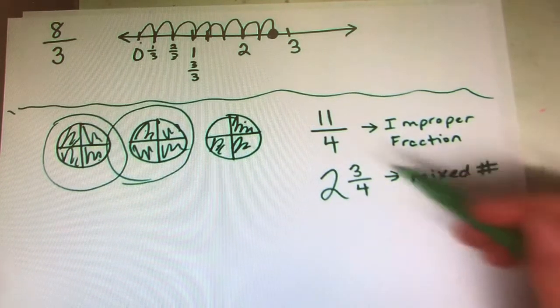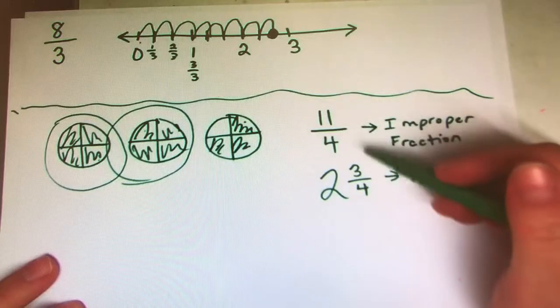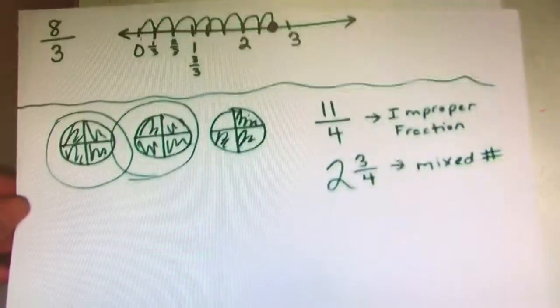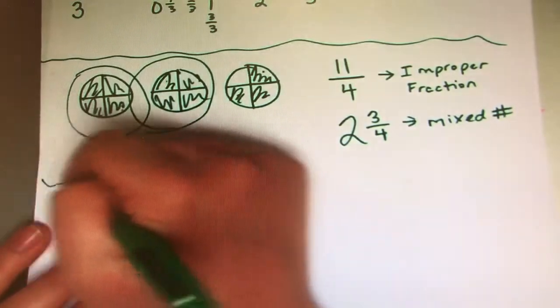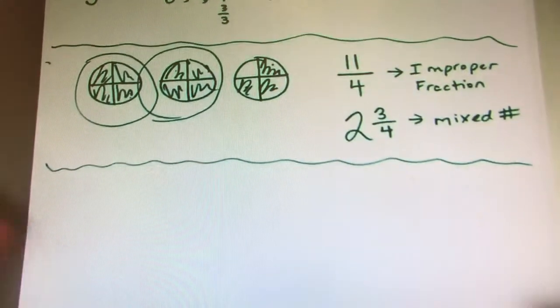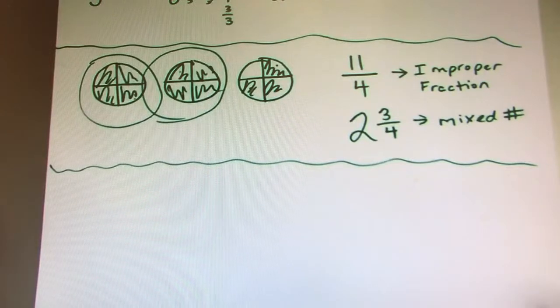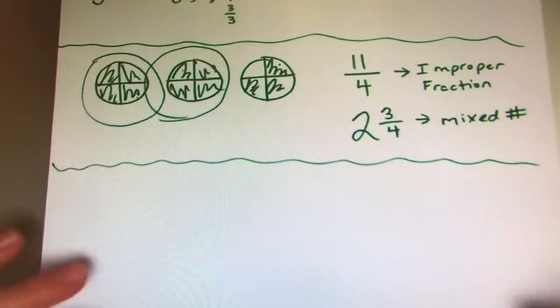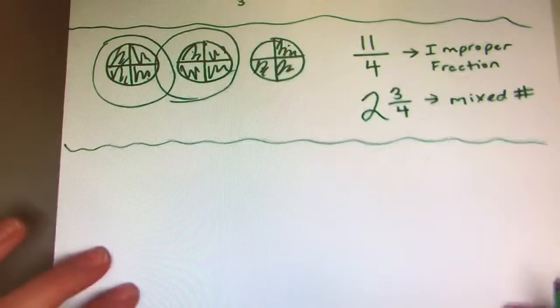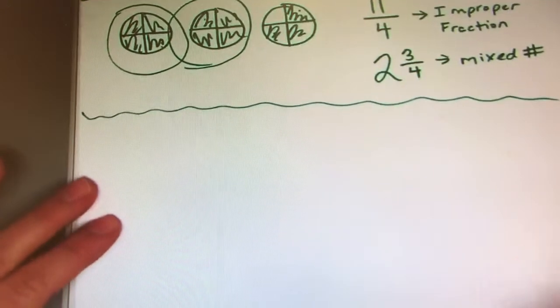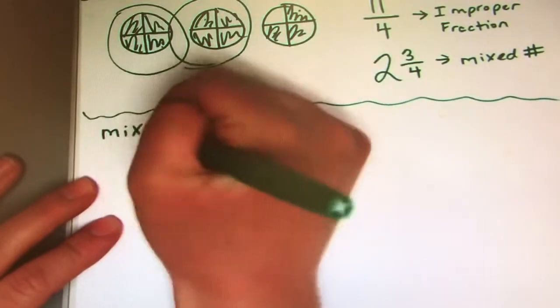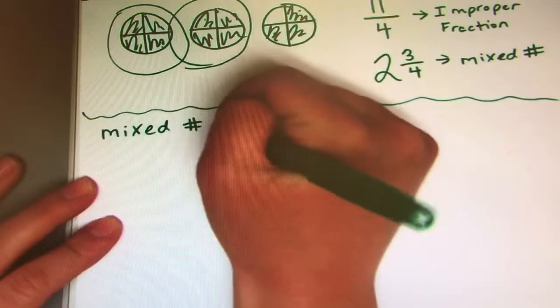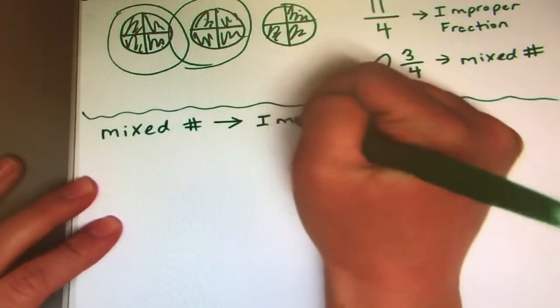So what we're going to do next is talk about how you can change from one to the other. And this may seem like kind of a random isolated skill, but it comes in handy later when you start doing upper level math. Sometimes you may have a mixed number and it's easier to do operations with improper fractions, so we can learn how to switch back and forth. Or you may want your answer written as a mixed number depending on the situation. So we need to learn how to go from one to the other. So first we're going to go from a mixed number to an improper fraction.